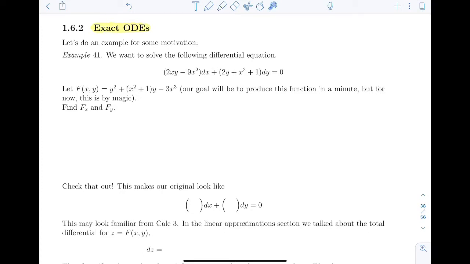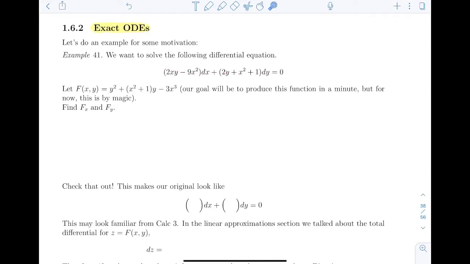So here we go. We want to solve the following differential equation: (2xy - 9x^2) dx + (2y + x^2 + 1) dy = 0. Now this is really just a fancy way of saying, if you divide everyone by dx, you end up getting this thing plus this thing dy/dx equals 0. So this is just another way of looking at that equation.